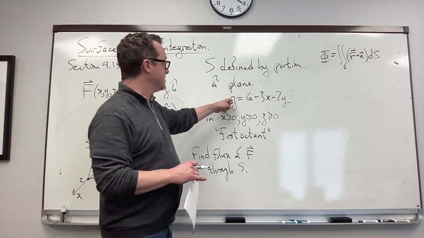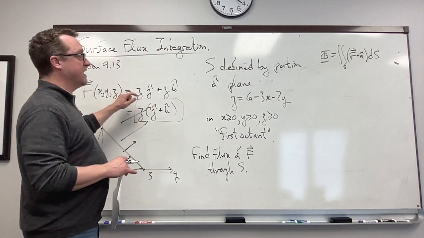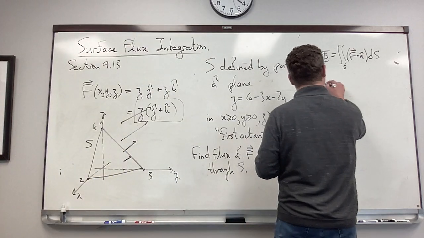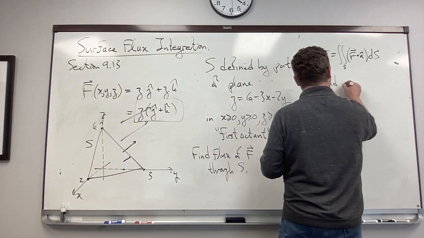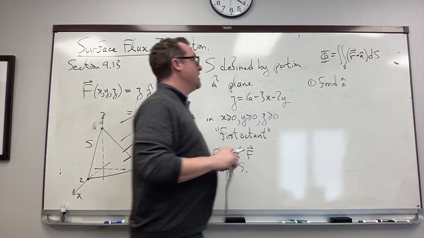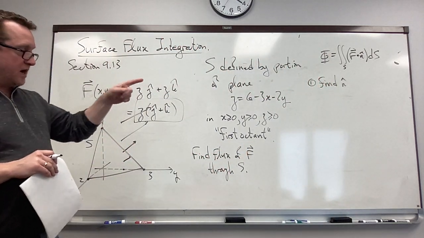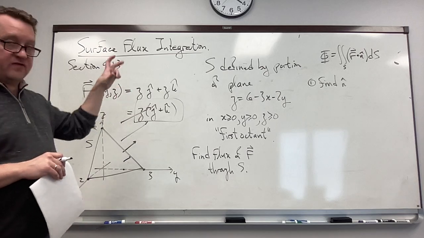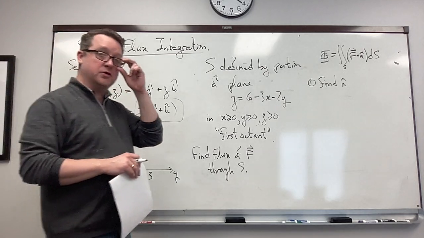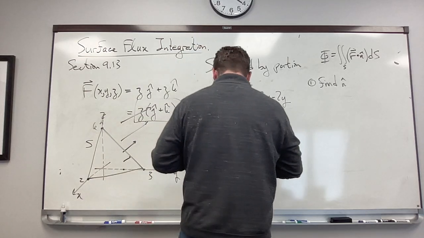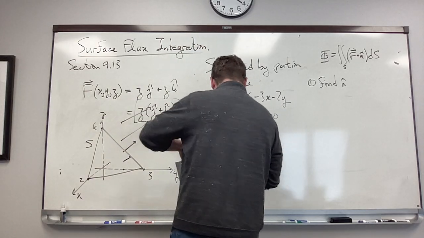So this defines the surface, this defines F. The first thing we're going to do is find n. That may seem counterintuitive, but n we get from the surface, and once we have n, we take the dot product with F, and then we have our integrand, and we proceed with the integration like we had before. Now, how do we find a normal like this?